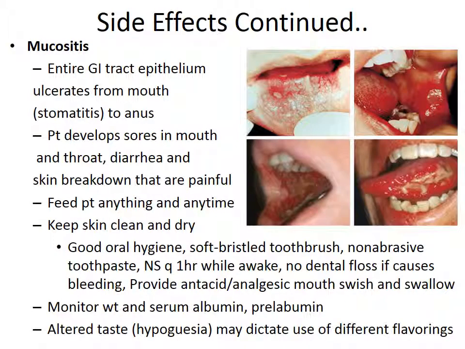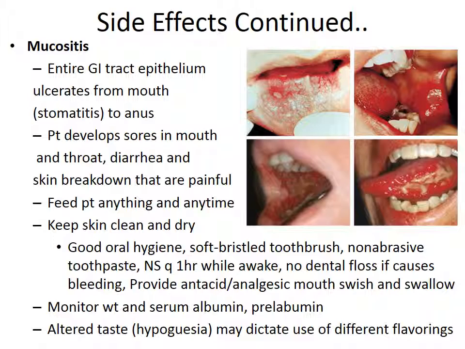Another side effect of chemotherapy is mucositis, where the entire GI tract epithelium ulcerates from the mouth, stomatitis, to the anus. The patient develops sores in the mouth and throat, and diarrhea and skin breakdown that are extremely painful. It's important to remember in mucositis to feed the patient anything they want at any time they want. Keep their skin clean and dry. Remind them that good oral hygiene is important.